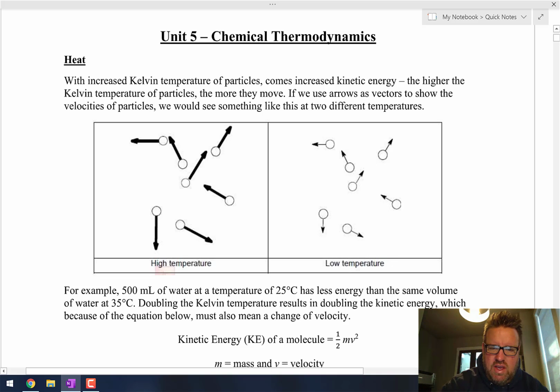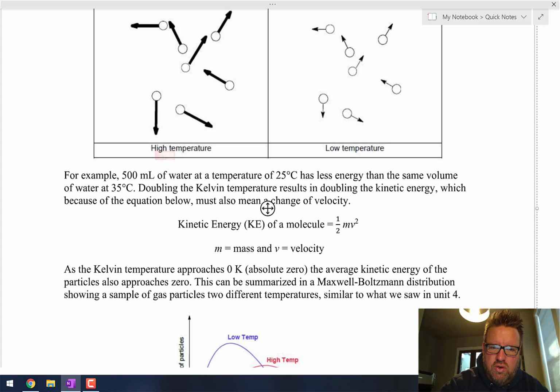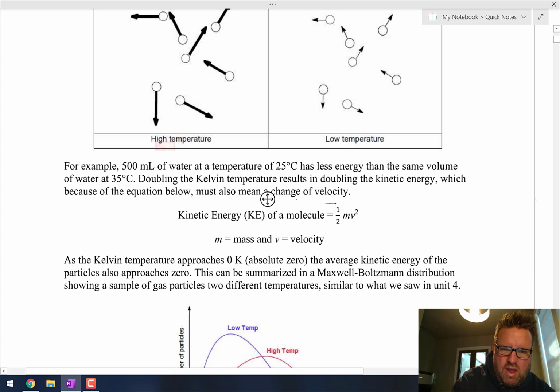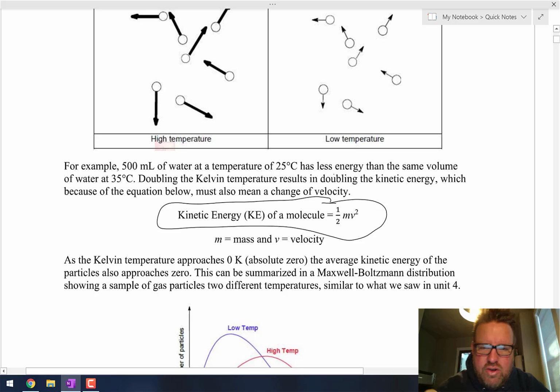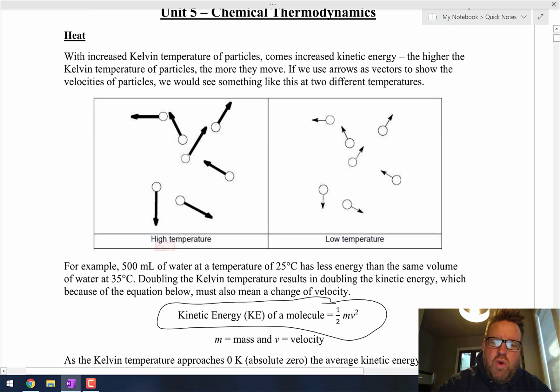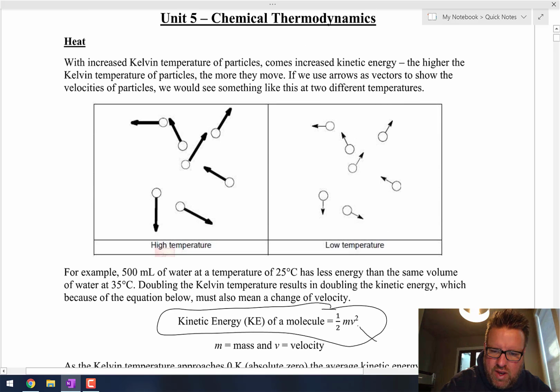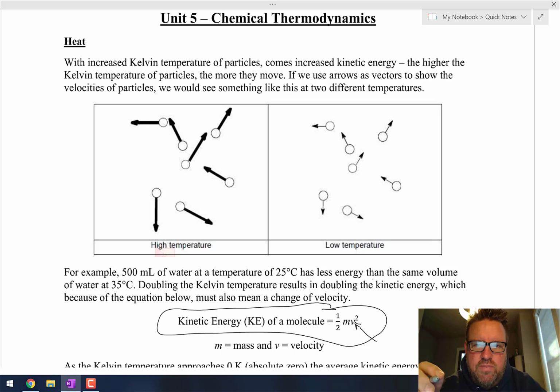In physics, the kinetic energy equation that they use looks like this, where KE, kinetic energy, is equal to 1/2 times the mass times the velocity squared. So when you raise the temperature, what you're actually raising is the velocity of those particles, which thereby increases the kinetic energy.